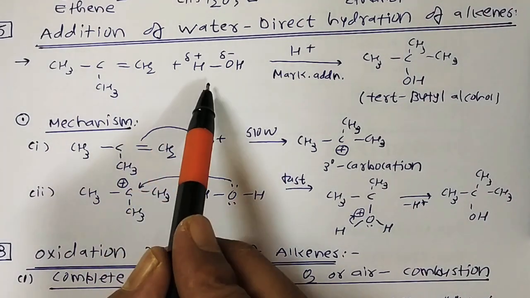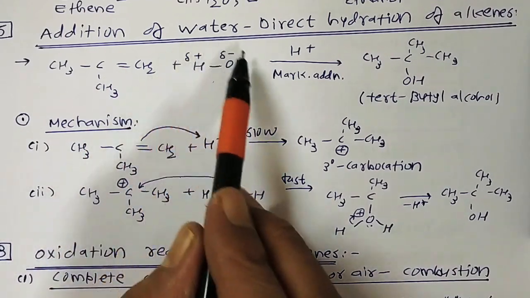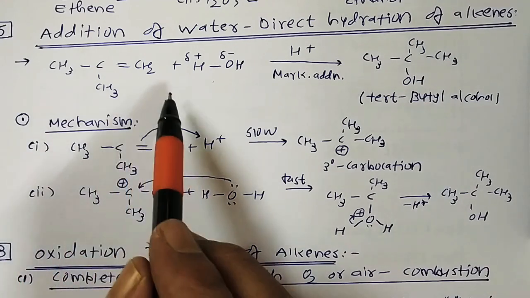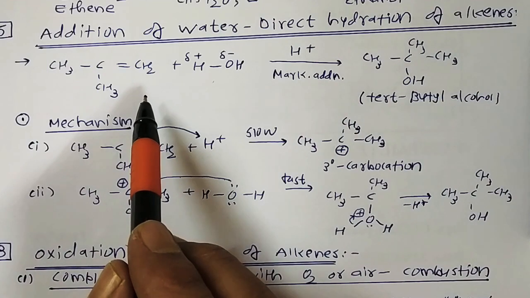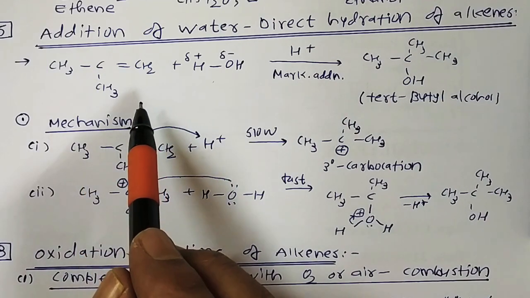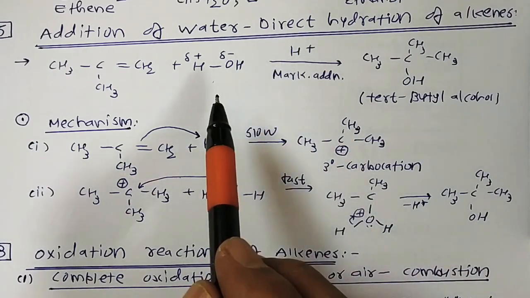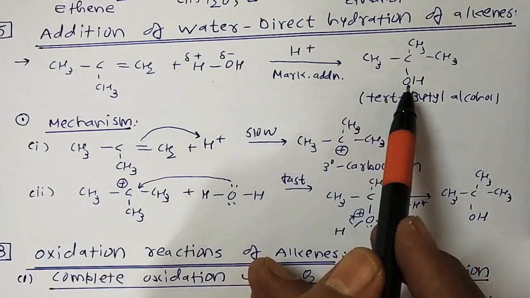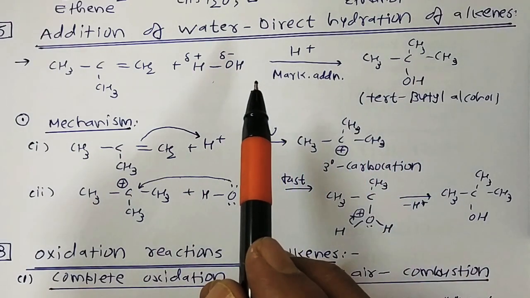If you add water to an alkene, because water is highly polar in nature and alkene is non-polar in nature, it's not possible, right? So at that time, some reactive alkenes do add water in the presence of mineral acids like HCl, H2SO4 to form an alcohol. Fine. So the addition occurs here.